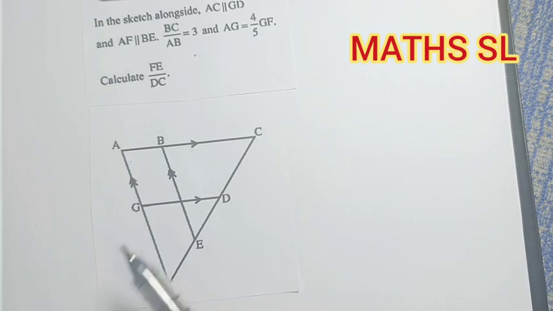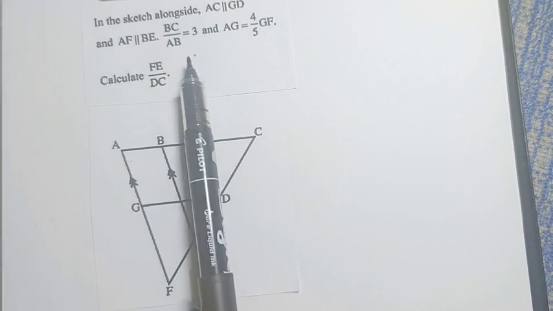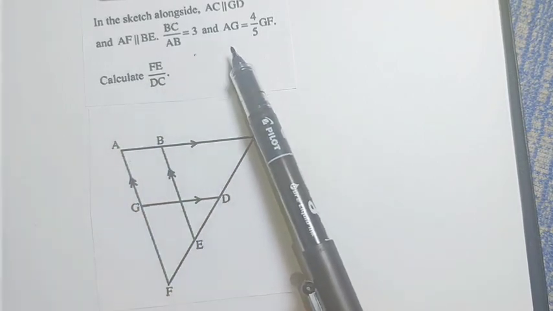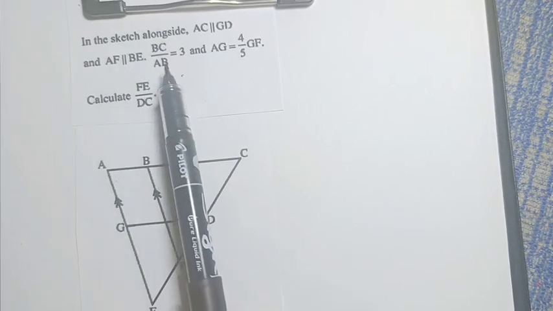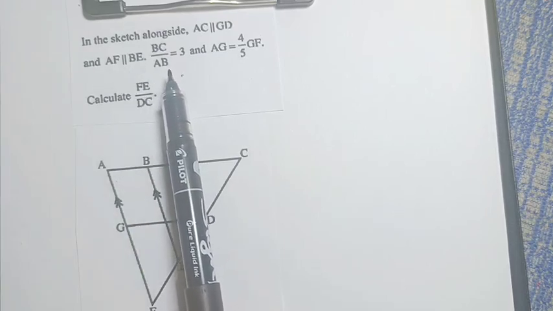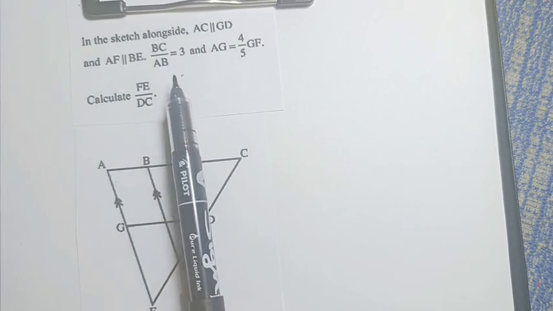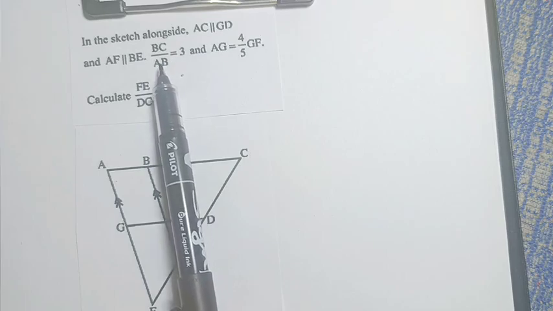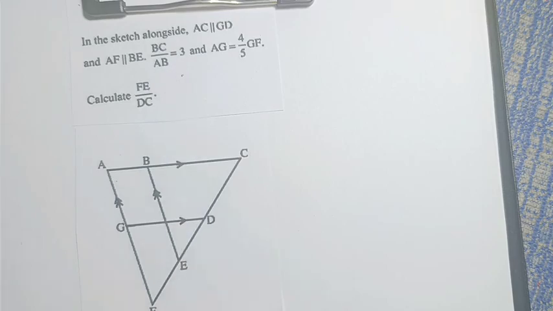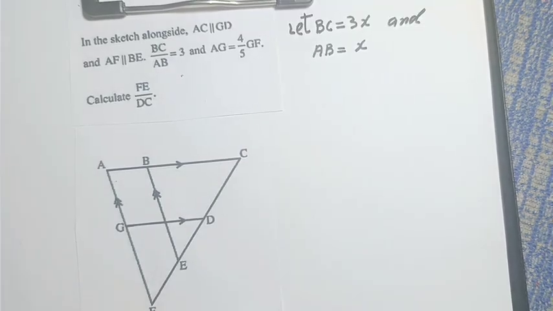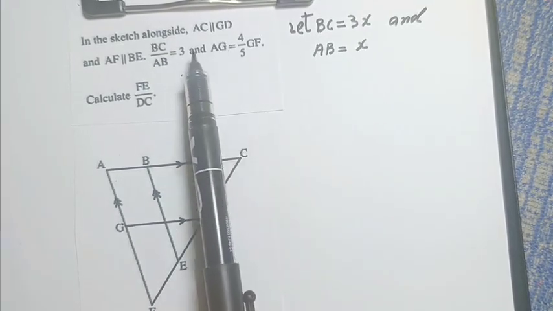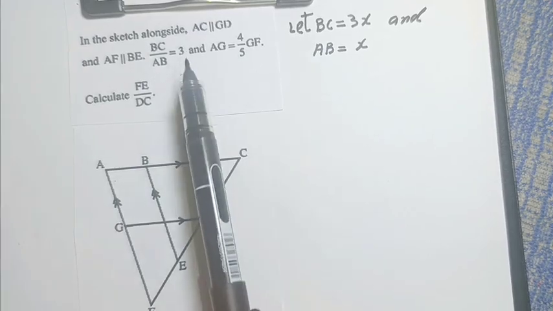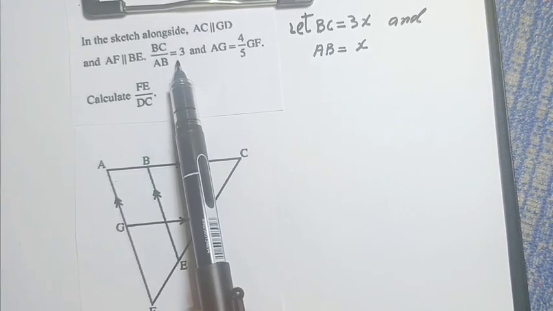First of all, these ratios are not the actual lengths, so I have to denote them with x and y. Let BC be equal to 3x and AB be equal to x, because if there's nothing under here, it means 3 over 1. So BC is 3 and AB is 1. So BC is equal to 3x and AB is equal to x.